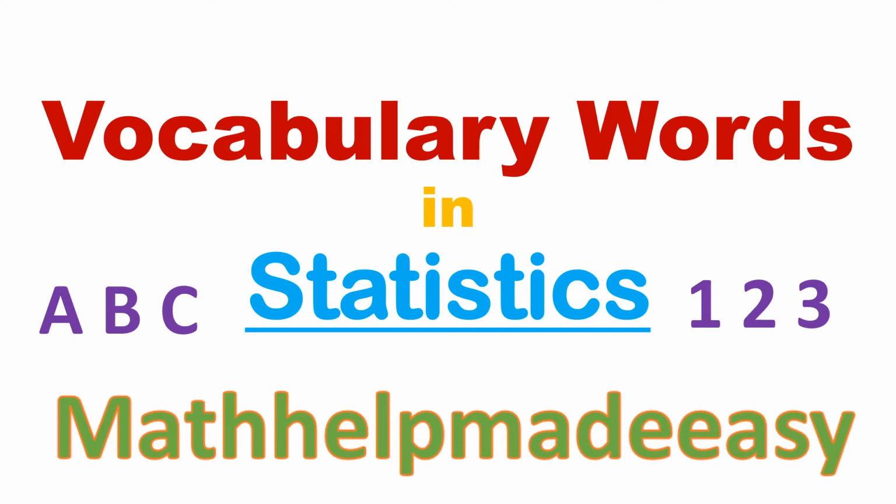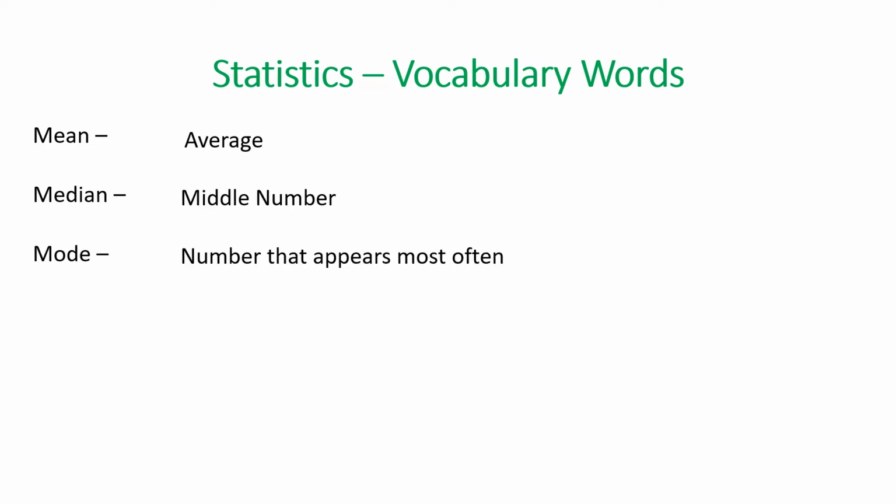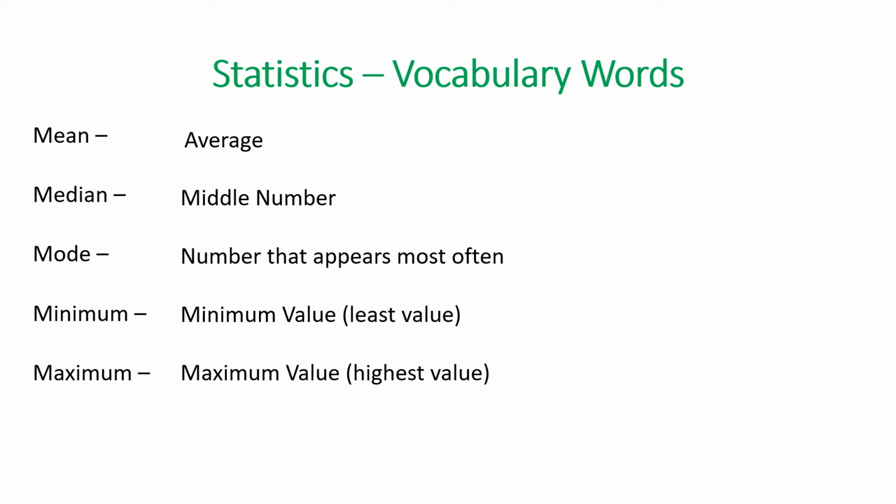Vocabulary words in statistics. We have the mean. The mean is the average of numbers. We have the median. The median is the middle number. The mode is a number that appears most often. The minimum is a number of least value. The maximum is a number of greatest value.